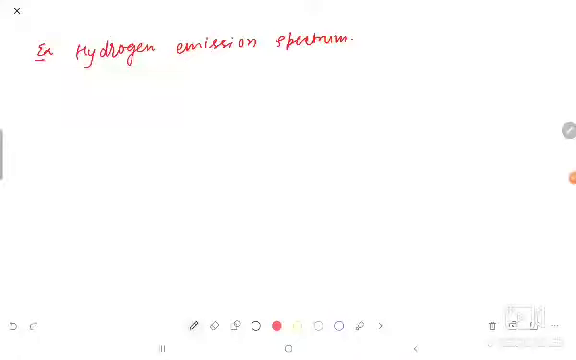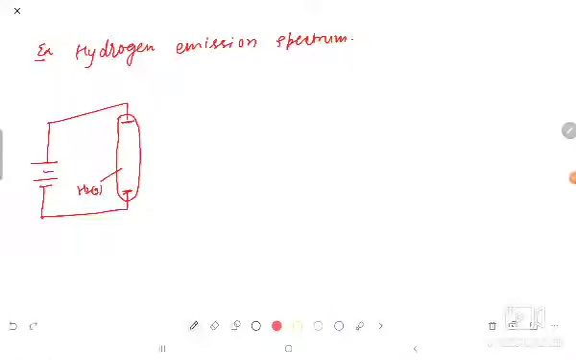Arav, what we are going to do, just try to understand here. We have filled the gas here. Now, what gas are we taking? Hydrogen, H2 gas. Now you are passing electricity between them. So here, electricity.